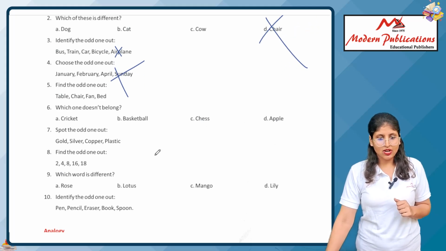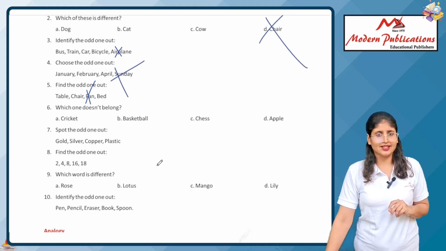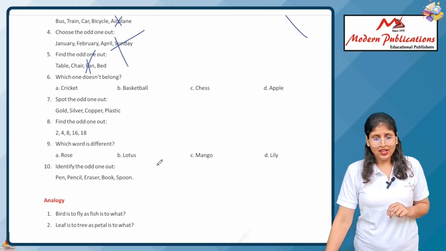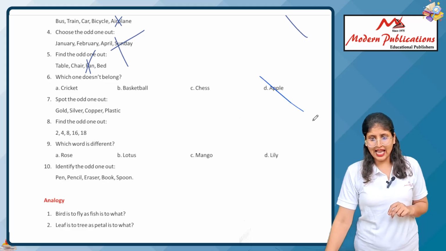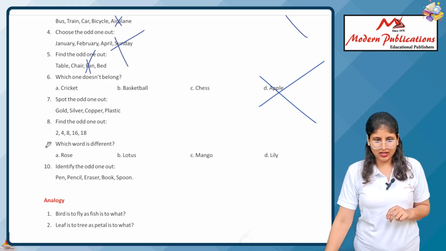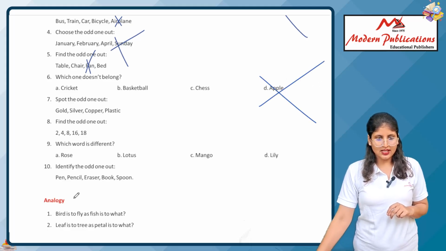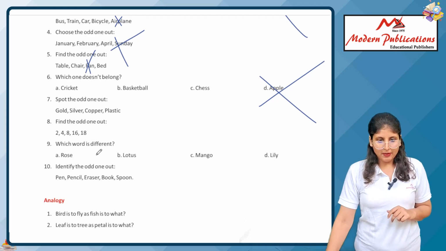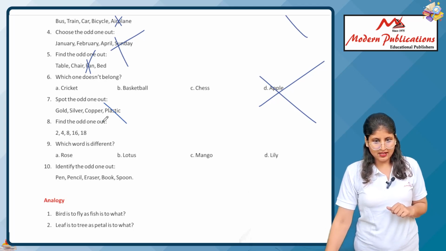Next is table, chair, fan and bed. It's fan. The rest have four legs, but fan doesn't. Cricket, basketball, chess, apple. Why is apple written? So yeah, this is the thing. Gold, silver, copper, plastic. Can you see plastic is different from the others?